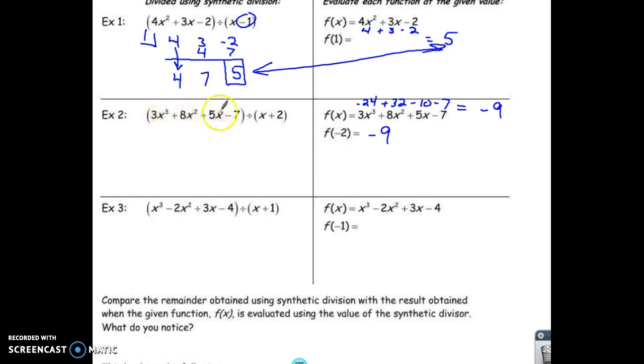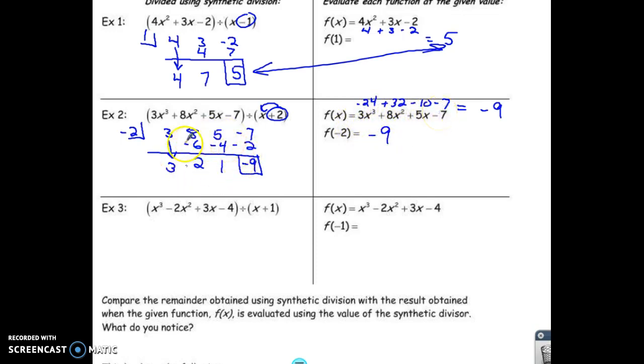Check the order, 3, 2, 1, 0, we're all good. Write down the leading coefficients. And notice we take the opposite of this, put it over that coefficient, we get a negative 2. Okay, always bring down that first number. 3 times negative 2 is negative 6. We add, we get a 2. 2 times negative 2 is negative 4. Add, you get a 1. 1 times negative 2 is negative 2. Notice what our remainder is. Again, same thing as if we substituted a negative 2 in place of all of these.